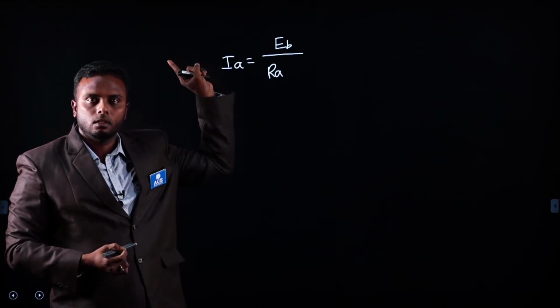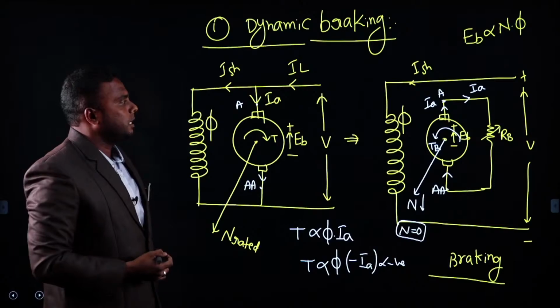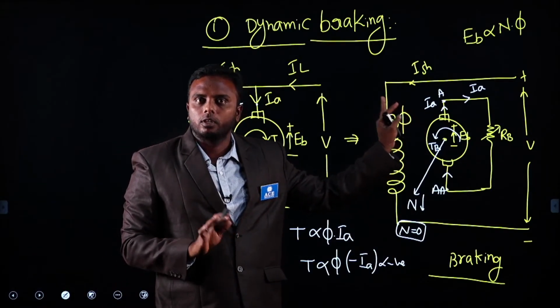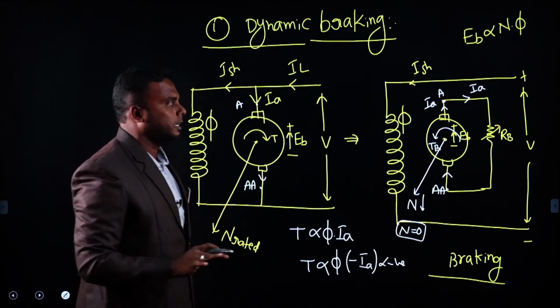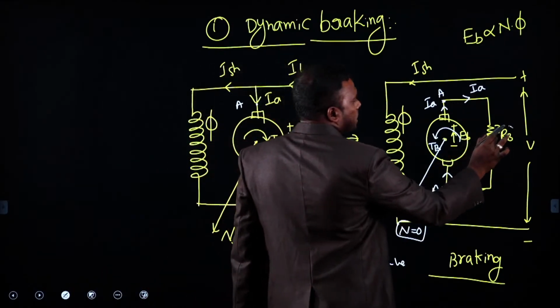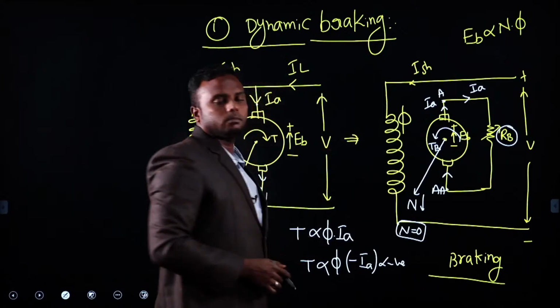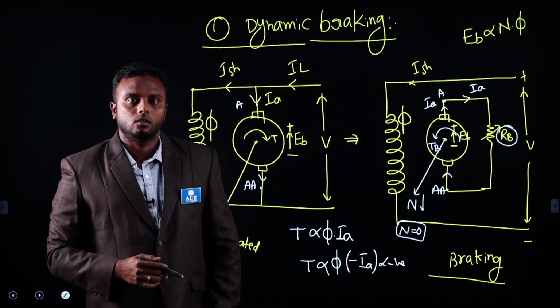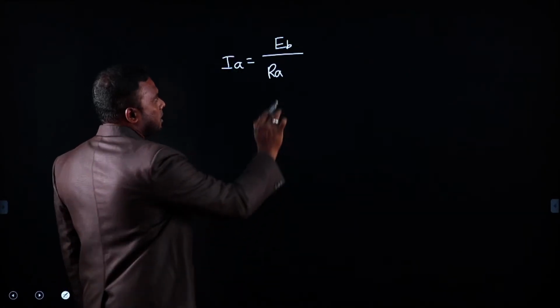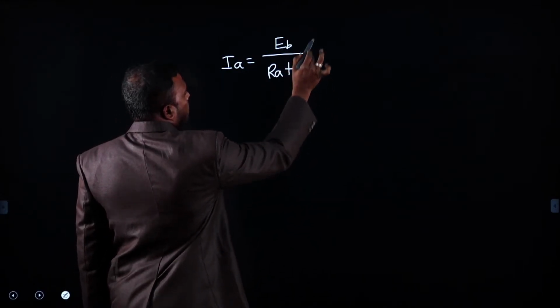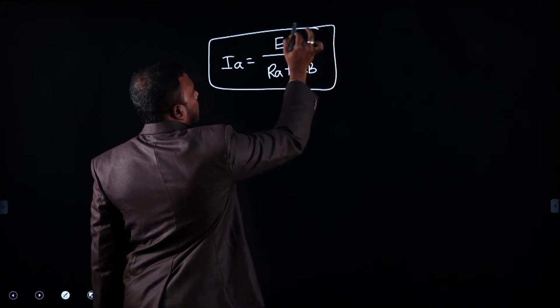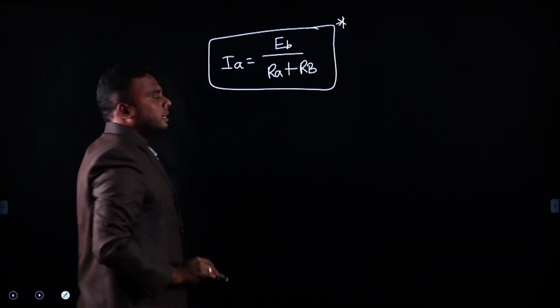If this much high current flows in the armature windings, it will overheat and there will be damage to the windings. So to protect against that high current, we are adding this resistor. That's why we call it resistance braking. Now totally, what is the armature current during this braking? EB by RA plus RB.